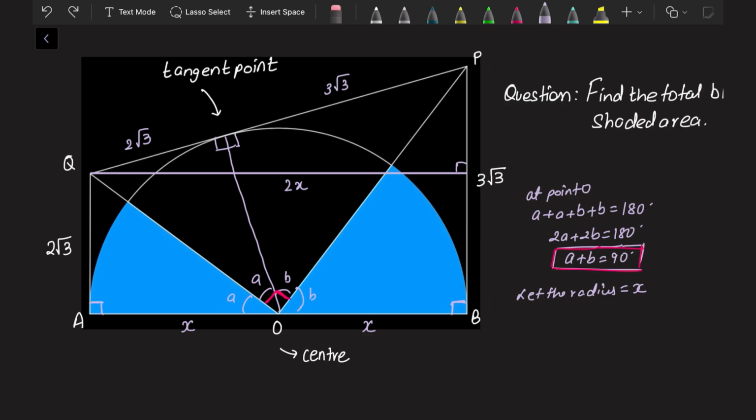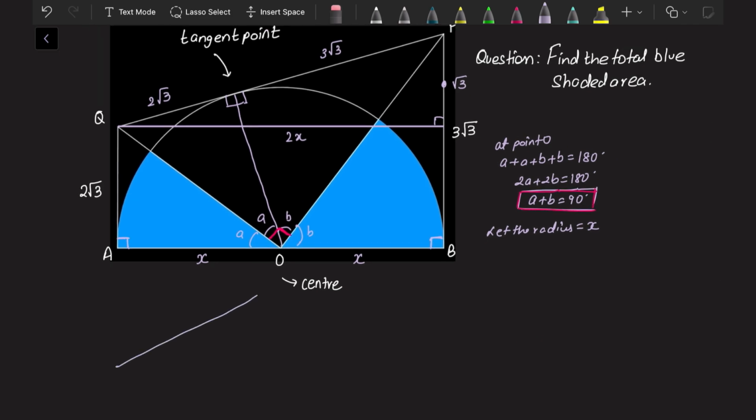Hence we'll have that this length from here to here is 2 square root of 3. The complete length is 3 square root of 3. This means that this particular remaining length will turn out to be just square root of 3, subtracting the lengths. Nice. Now look at this top right angle triangle that has been formed over there.